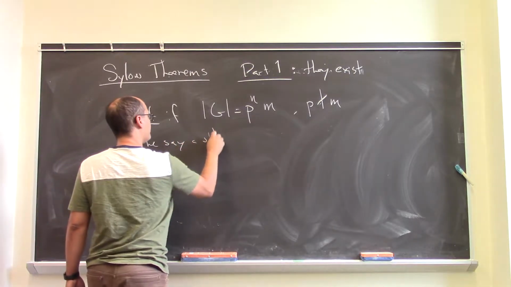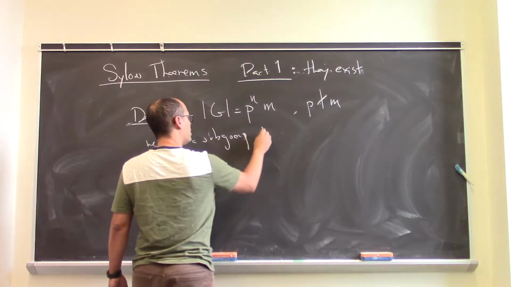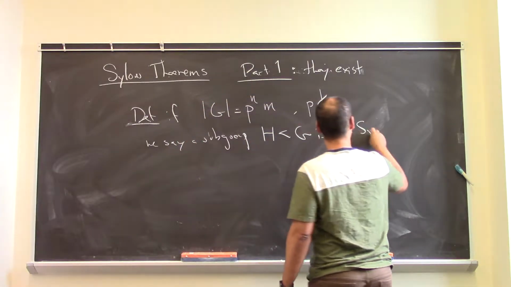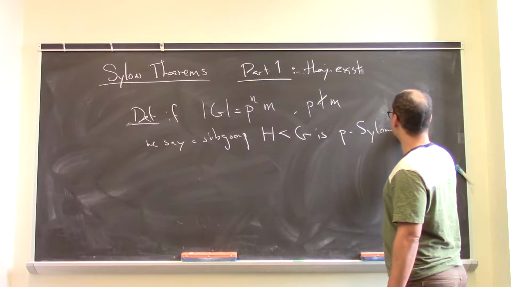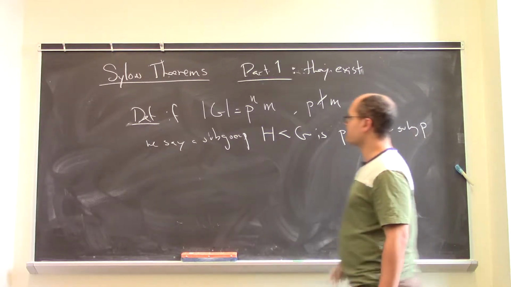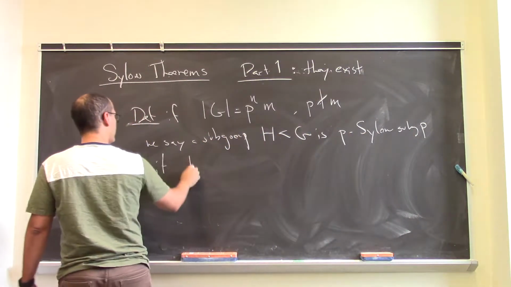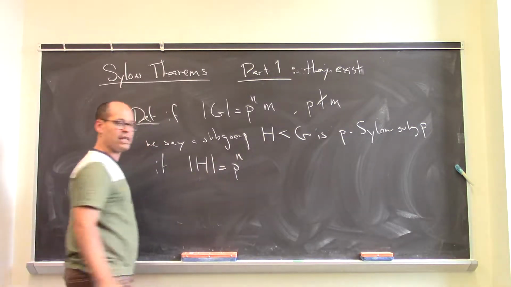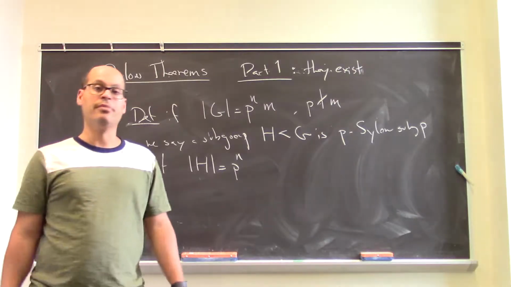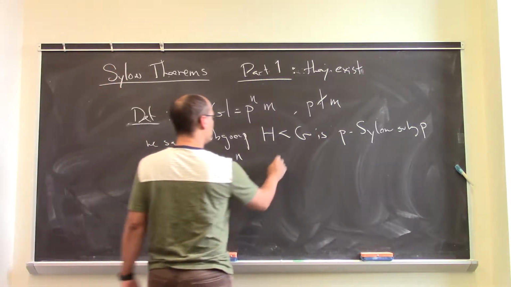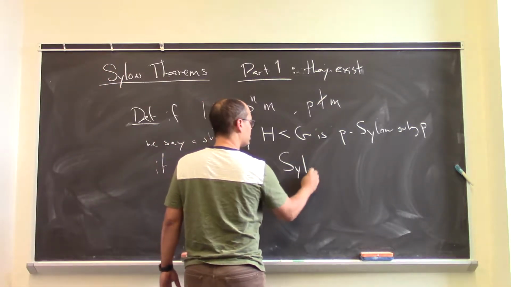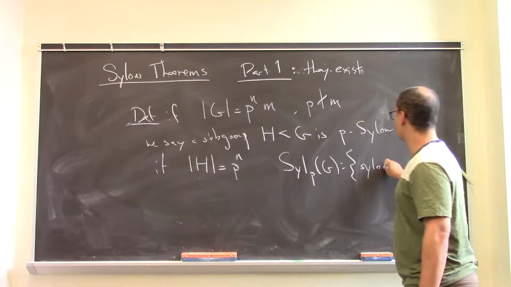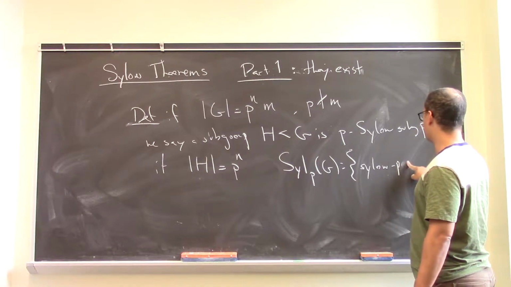that a subgroup H in G is a p-Sylow subgroup if its order is exactly the biggest possible power of p dividing the order of the group. We write Syl_p(G) for the set of Sylow p-subgroups, or p-Sylow subgroups, or whatever.